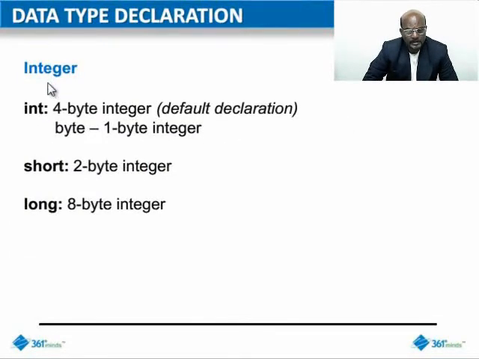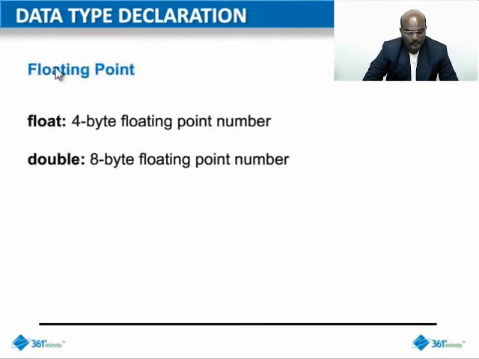The integer carries 4 bytes of memory space. A byte is just a 1 byte integer. A short has 2 bytes of memory space and a long has 8 bytes of memory space. So depending on the range of numbers that you're going to use, you can declare your variables accordingly. A floating point variable is a decimal variable which has decimal values, and a float has 4 bytes of memory space, whereas a double has 8 bytes of memory space.